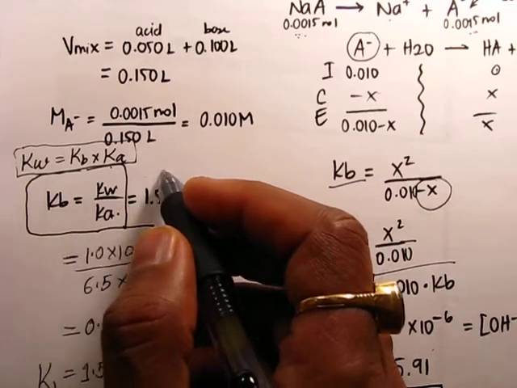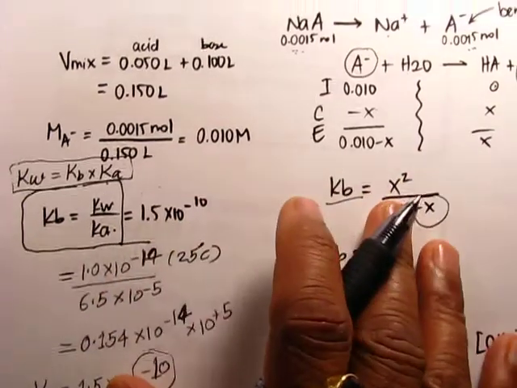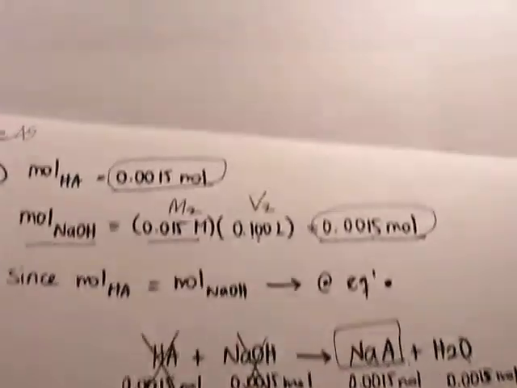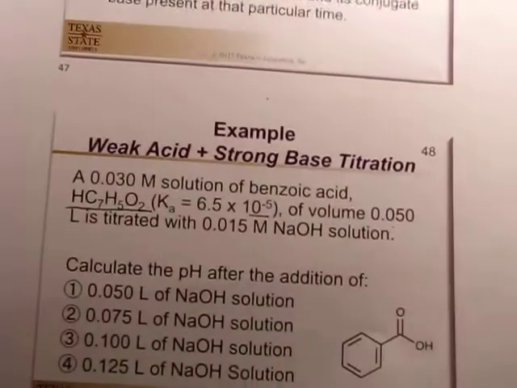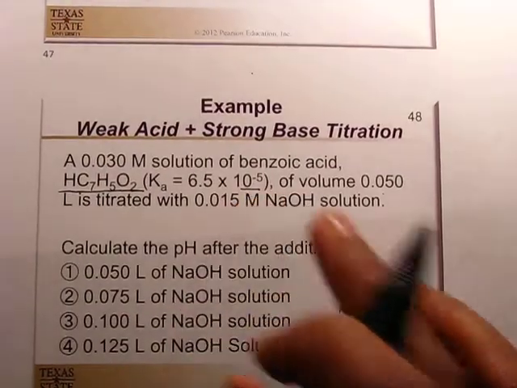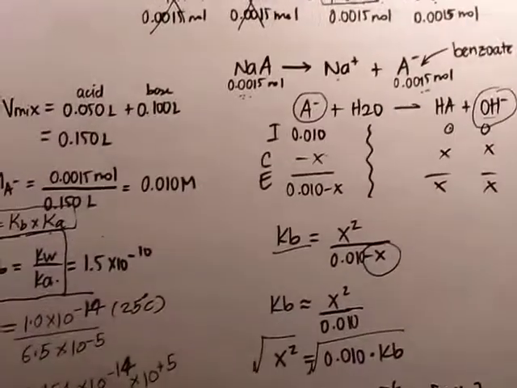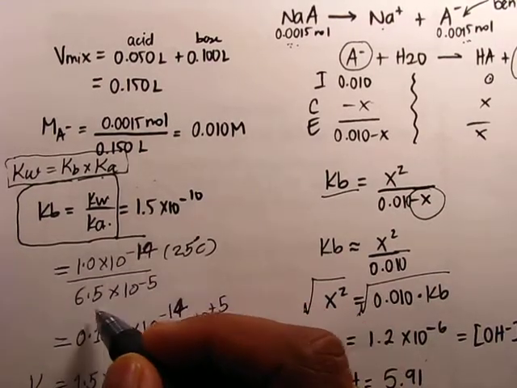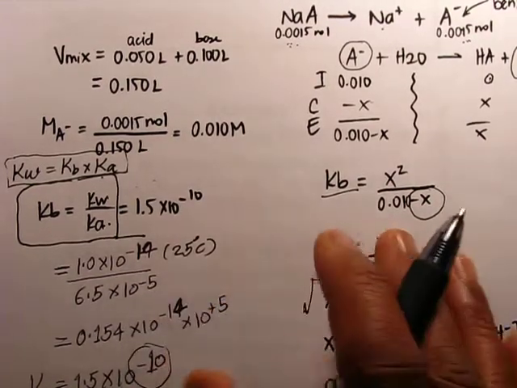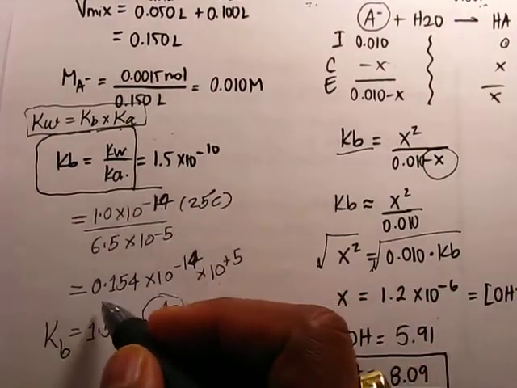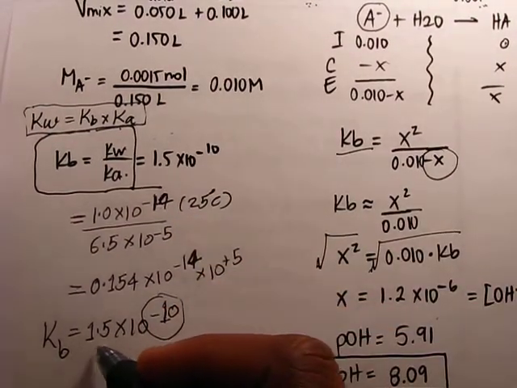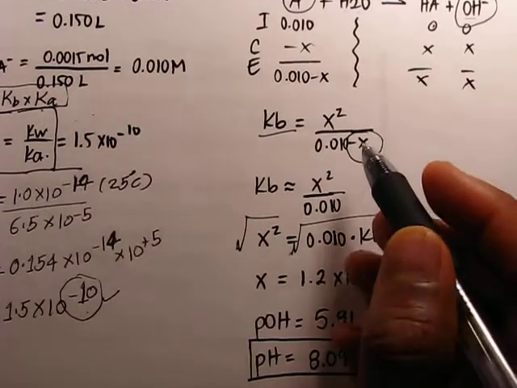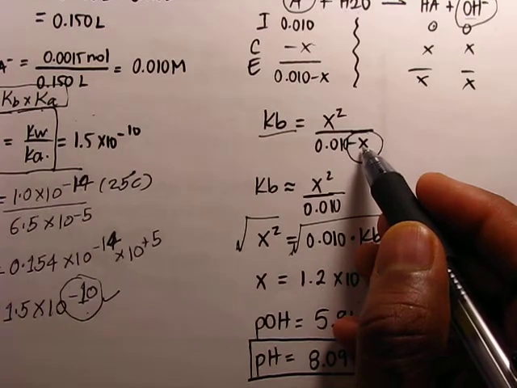So the Ka value is already given, and Kb will be equal to Kw divided by Ka, meaning 1.0 times 10 to the power minus 14 divided by 6.5 times 10 to the power minus 5, which is the Ka value given in the question, right? Once we solve, we get the Kb value 1.5 times 10 to the power minus 10. So the Kb value is very small, and that is why we are going to drop this change.